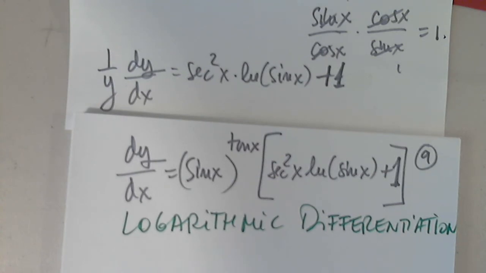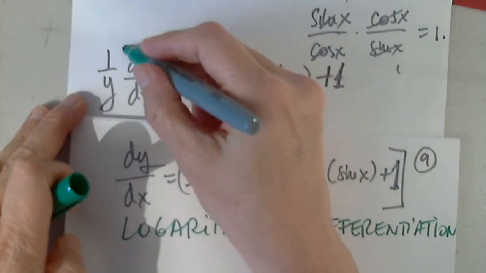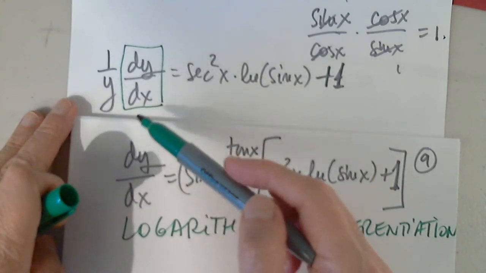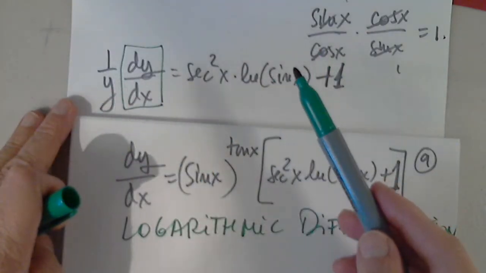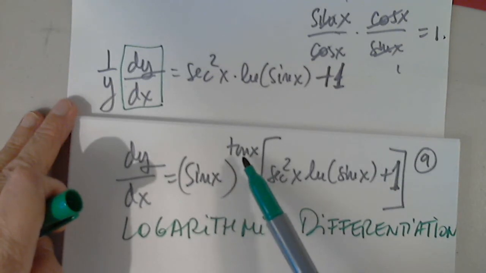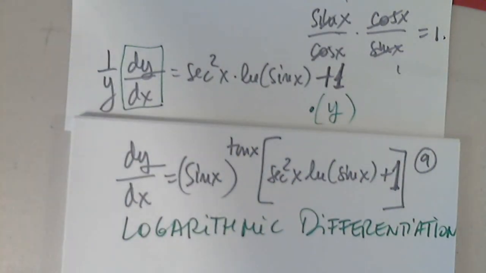Wait, why'd you put the sine x and tangent x back in? I have to multiply both sides by y. I'm solving for dy over dx, not for 1 over y dy over dx. So when I multiply both sides by y, it is sine x raised to tangent x. Okay. So let me write it here. Multiplied by y, both sides.